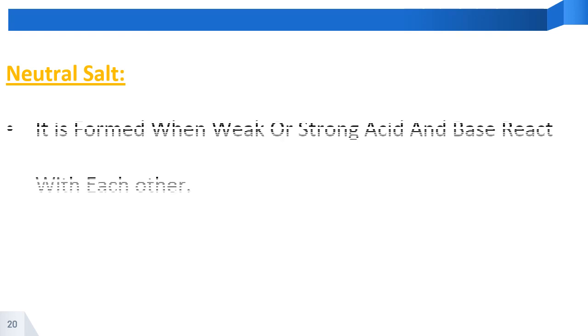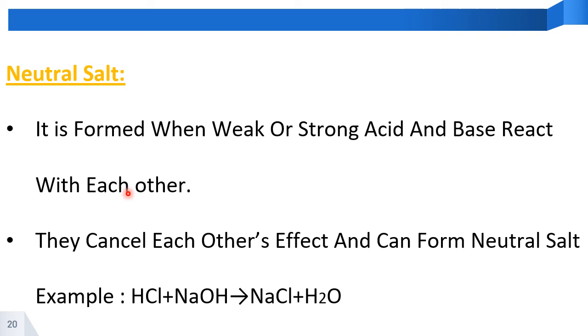Now we'll go to the neutral salt. What was the point of discussion? For the neutral salt, either both should be strong or both should be weak, so that the strong acid's property is nullified by the strong base, and in the second combination, the weak acidic property is balanced by, or nullified by, the weak base, so that the result is a neutral salt. It is formed when a weak or strong acid and base react with each other. Same statement: they cancel each other's effect. That's why they call it neutral, and they can form a neutral salt.